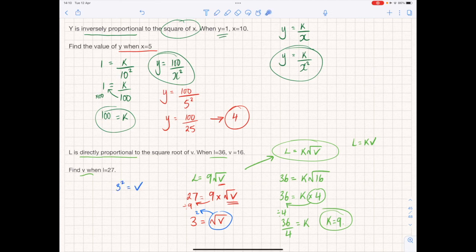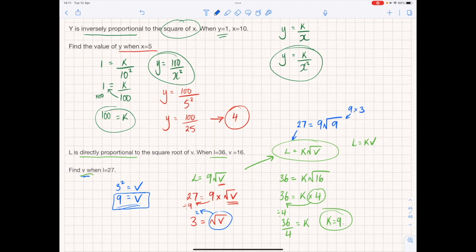So if you're not sure what I've done there, I need to get rid of this square root sign. And in order to get rid of the square root, you square it. That is the opposite of square root. So take that over, and 3 squared is 9. So v is equal to 9. So v would be 9 when L is 27, and we can substitute that back in here just to double check. So if I said L was 27 is equal to 9 times the square root of v, and we're saying v is 9. So that's 9 times the square root of 9, and the square root of 9 is 3, and that's 9 times 3. So 9 times 3 is 27.